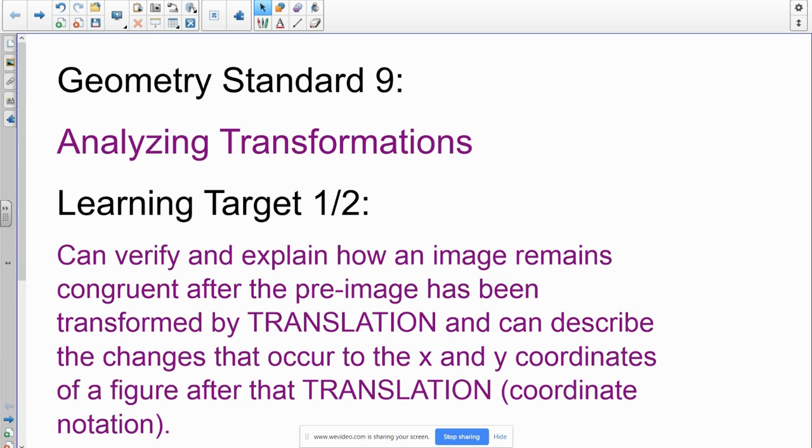Our learning target is: I can verify and explain how an image remains congruent after the pre-image has been transformed by translation, and can describe the changes that occur to the X and Y coordinates of that figure after that translation, which is known as the coordinate notation. A lot of information there, a lot of things we're going to do. I'm going to walk you through it here and we'll get started.